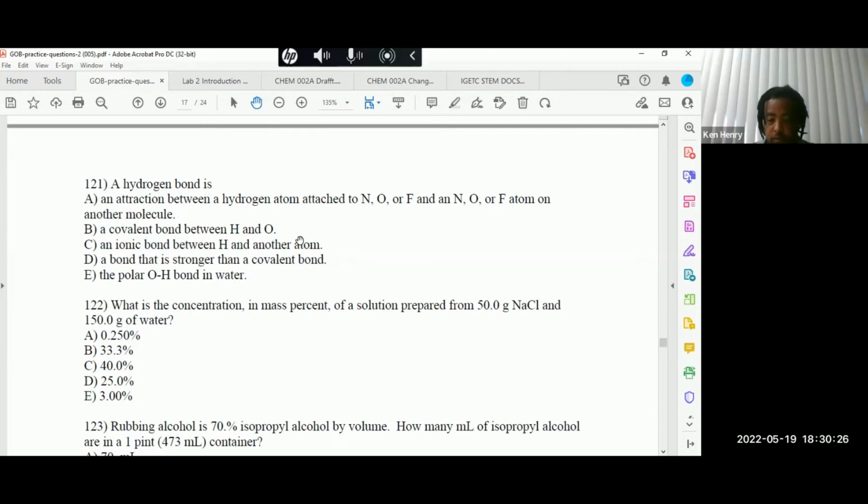So we just went over this, right? A hydrogen bond is a covalent bond between H and O, an ionic bond between H and another atom, a bond that is stronger than a covalent bond, the polar OH bond in water.